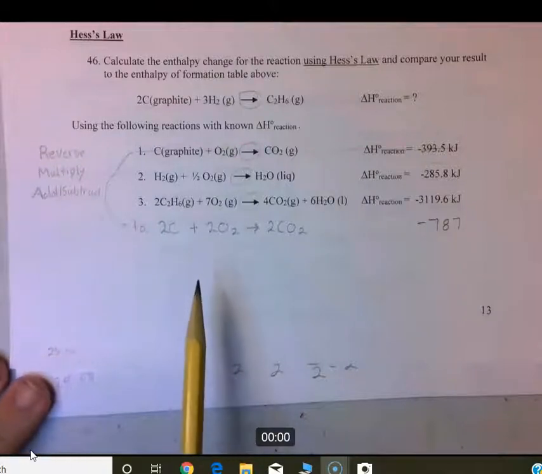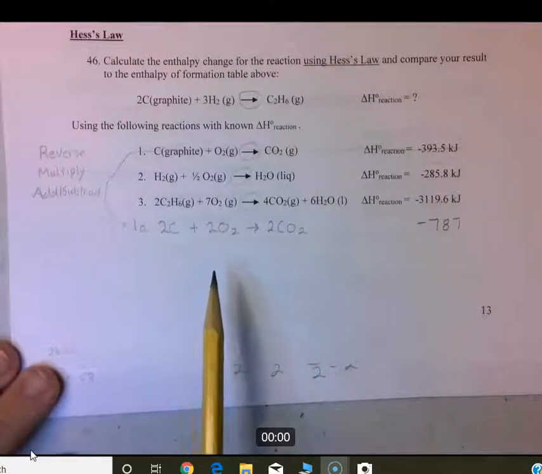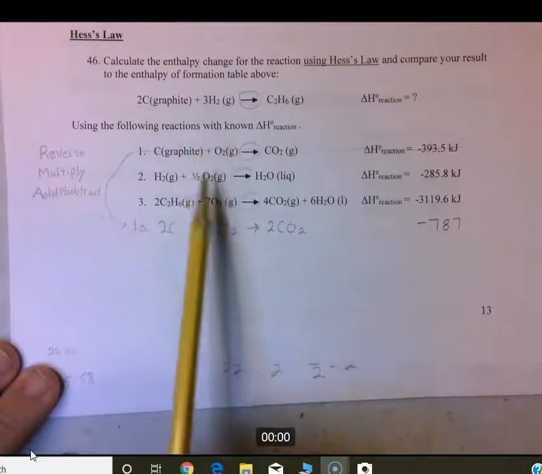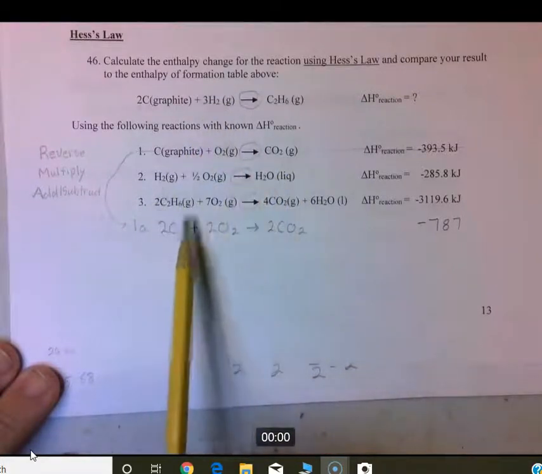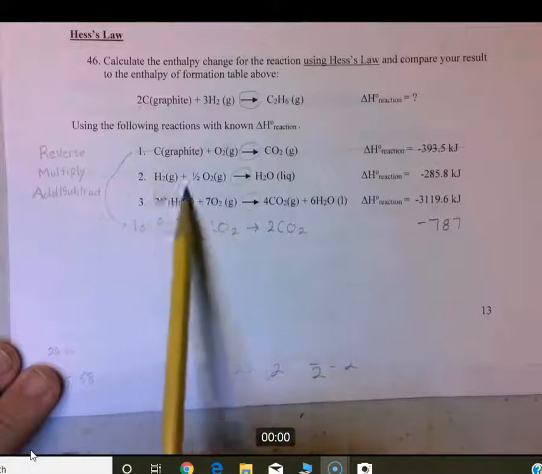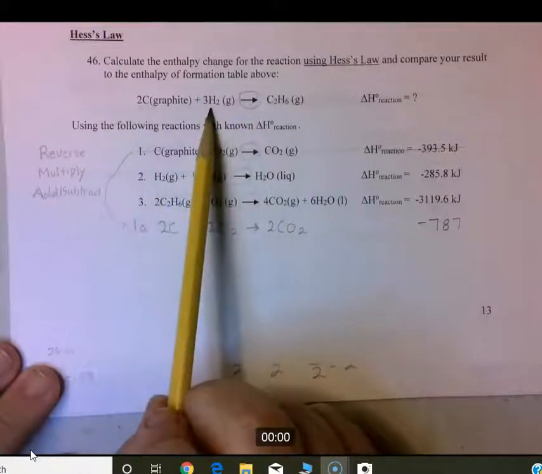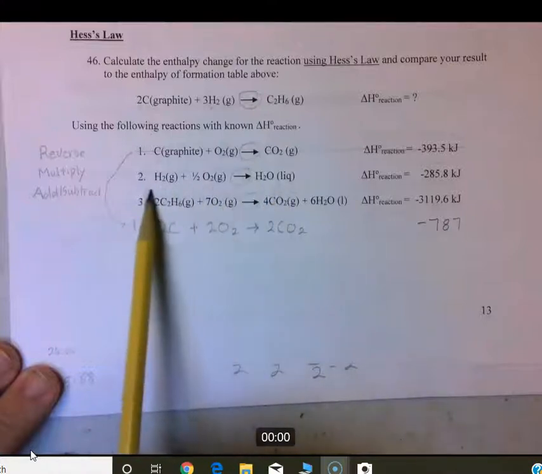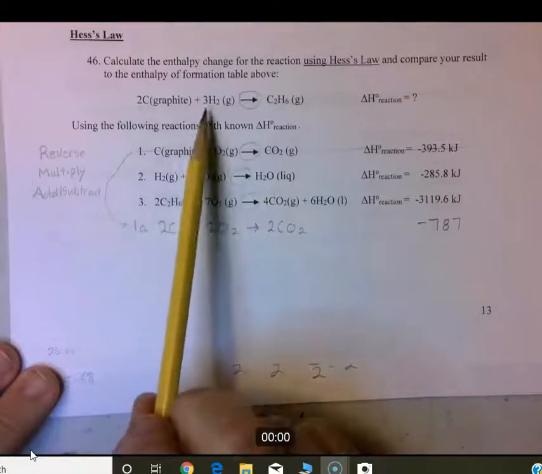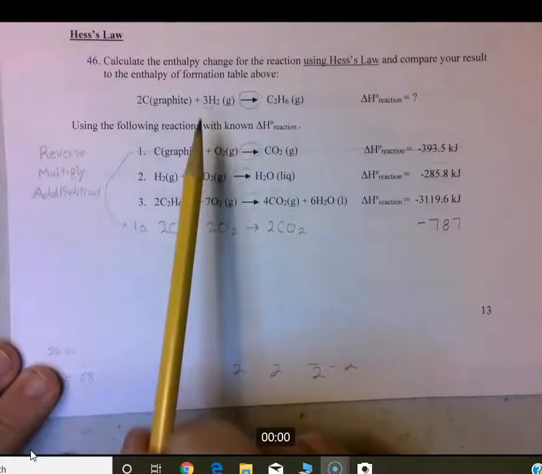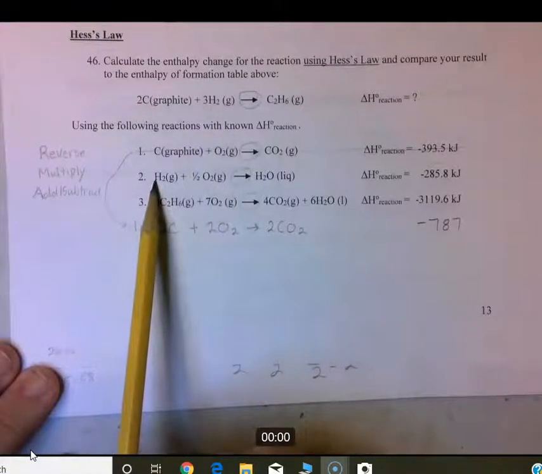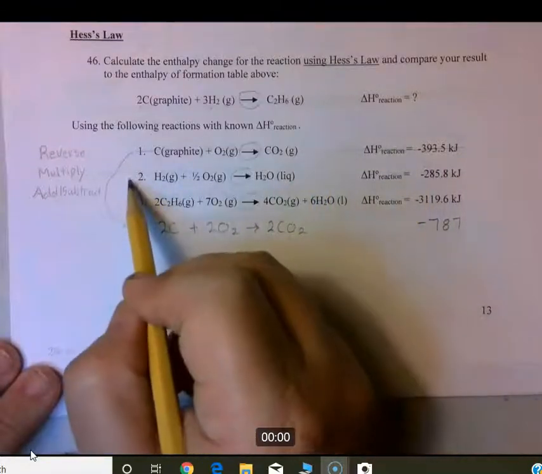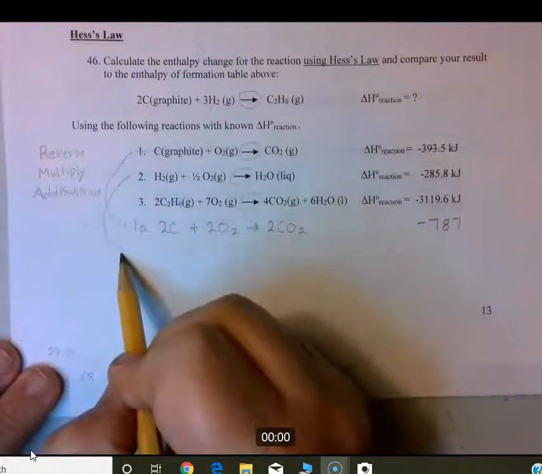All right, next up, we have hydrogen H2 gas right here. And the only place that we see it is right here. So it's on the left side of the arrow here, and it's on the left side of the arrow here. So we don't want to reverse equation number 2. However, it does have a coefficient of 3 here and a coefficient of only 1 here. So we're going to need to multiply this equation by 3. So this is going to be equation 2A.